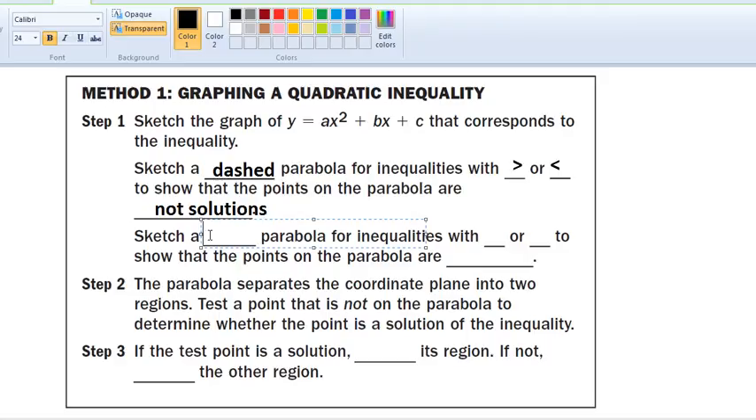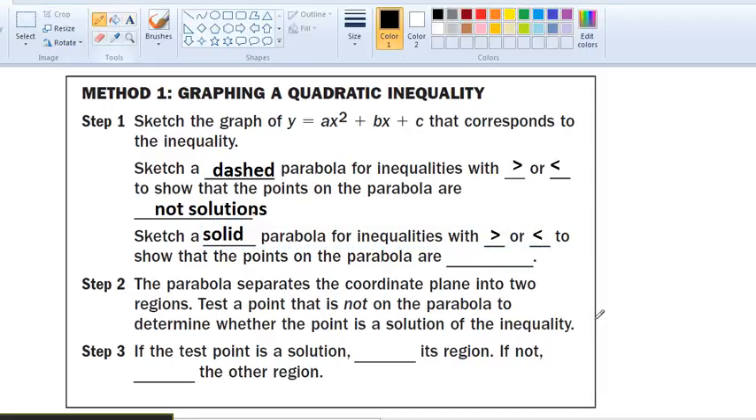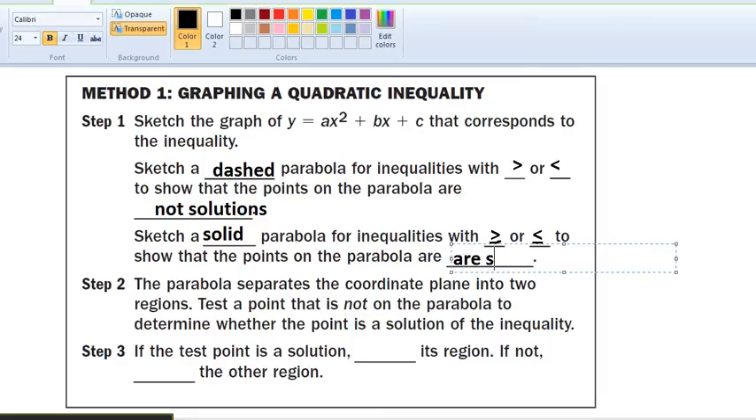But the next thing we have to do is sketch a solid parabola, like we've been doing, if we ever see the other signs. So if we ever see less than or equal to or greater than or equal to, we're going to show that the points on the parabola are solutions. So we can write that right there, that they are solutions.